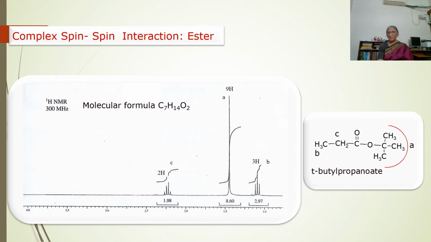These are the 3 methyl groups of the tertiary butyl group, which are giving a singlet here because there is no proton present on the neighboring atom. And the ethyl group, CH3CH2, gives us a triplet and a quadruplet. So this NMR spectrum represents the compound tertiary butyl propanoate.